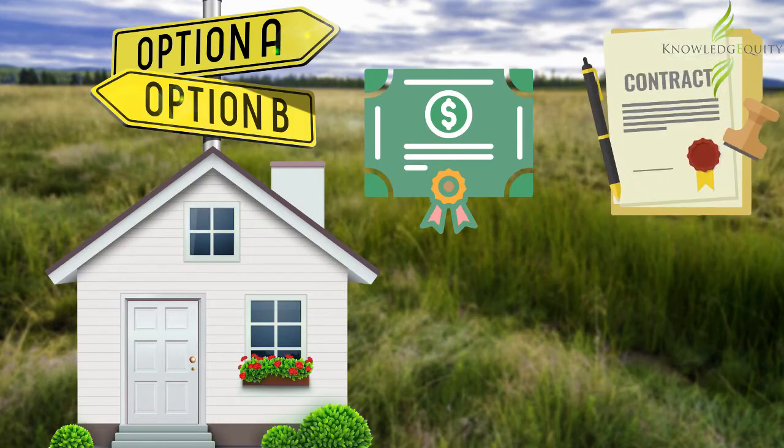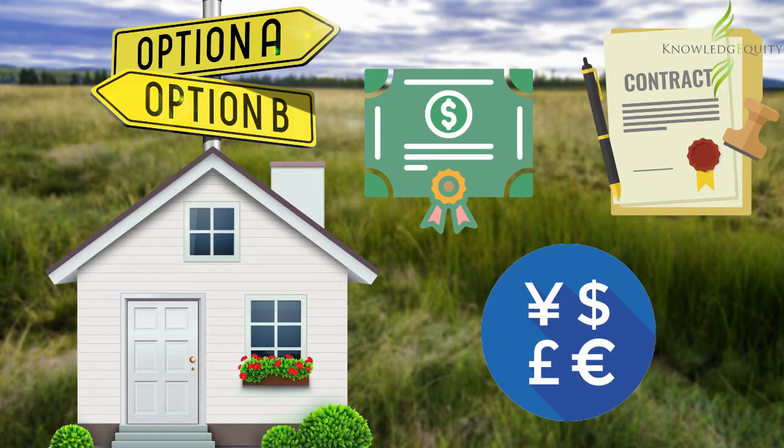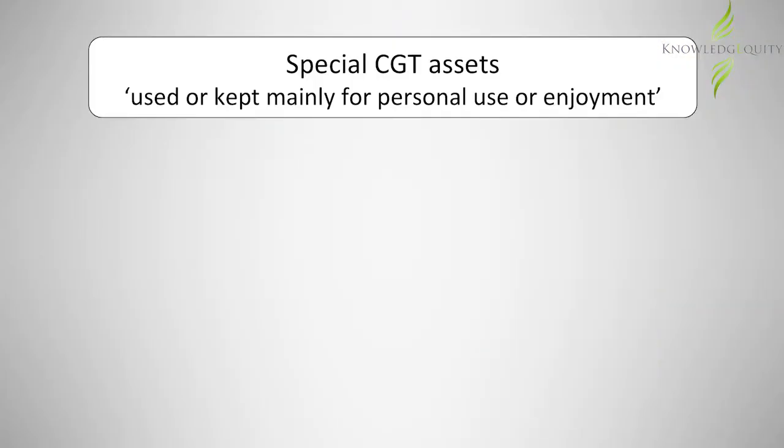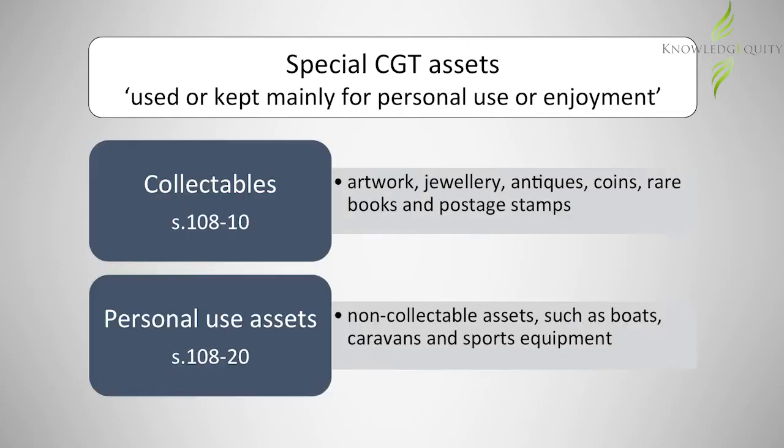A CGT event must apply in respect of a CGT asset. These include land and buildings, shares, options, rights, and foreign currency. In addition, there are 2 types of special categories of CGT assets: collectibles and personal use assets, which are used or kept for personal use or enjoyment.